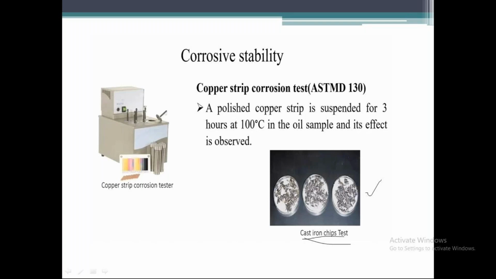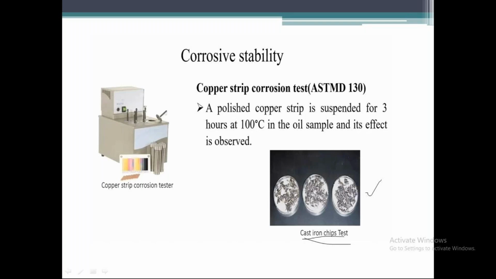For example, if you are taking 4 grams of these cast iron chips, you have to pour in 5 ml of our lubricant. Again, that is with respect to the standard. Basically, you have your petri dish and your filter paper, and on top of that you put 4 grams of these cast iron chips, then pour 5 ml of the lubricant of your interest. Now you keep it for, say, 24 hours.